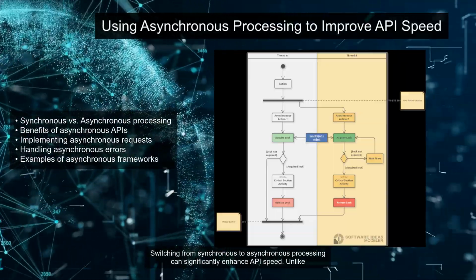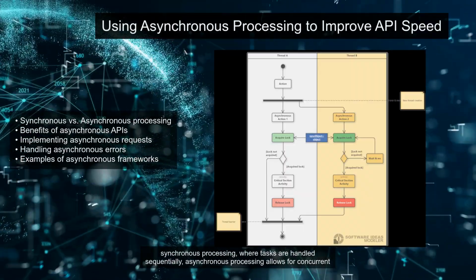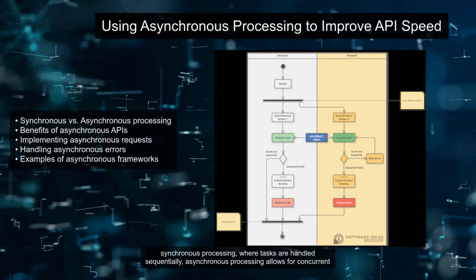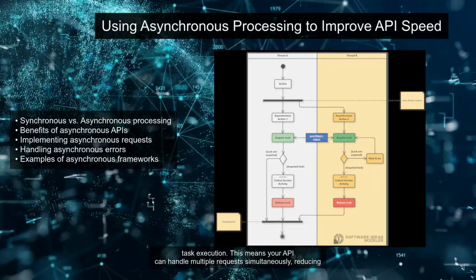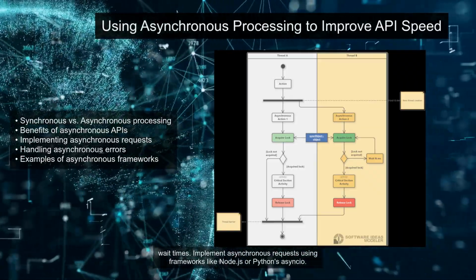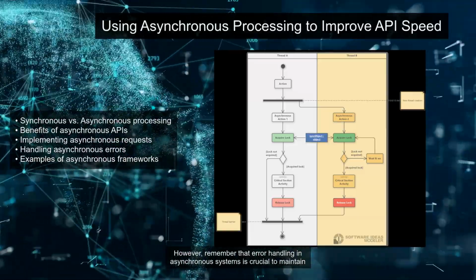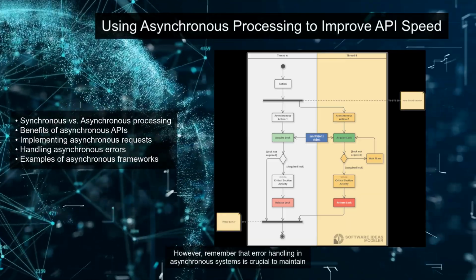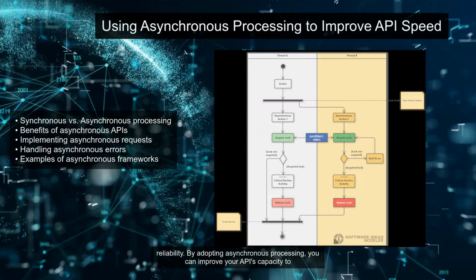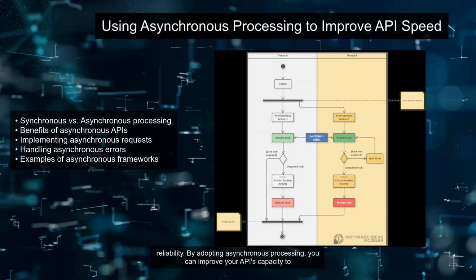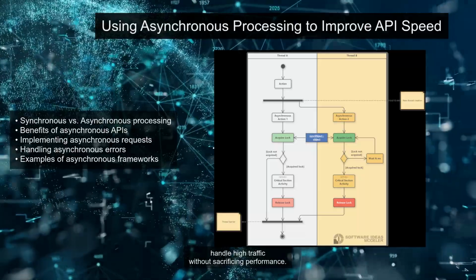Switching from synchronous to asynchronous processing can significantly enhance API speed. Unlike synchronous processing, where tasks are handled sequentially, asynchronous processing allows for concurrent task execution. This means your API can handle multiple requests simultaneously, reducing wait times. Implement asynchronous requests using frameworks like Node.js or Python's Asyncio. However, remember that error handling in asynchronous systems is crucial to maintain reliability. By adopting asynchronous processing, you can improve your API's capacity to handle high traffic without sacrificing performance.